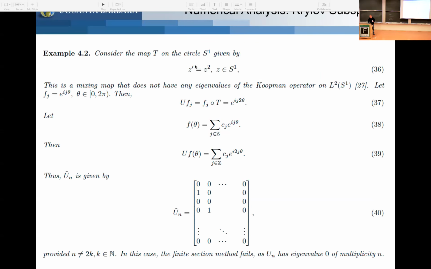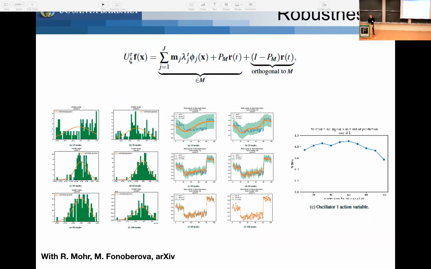If you just take x prime is 2x, so the doubling map, or z prime is z squared on the circle in complex notation, the finite section method actually fails. If you want to take a look at it, there is a paper on numerical approximations that I wrote. So one does have to be careful with finite sections, and some of the approaches, like what we have done with periodic approximations, in fact, remedy that.